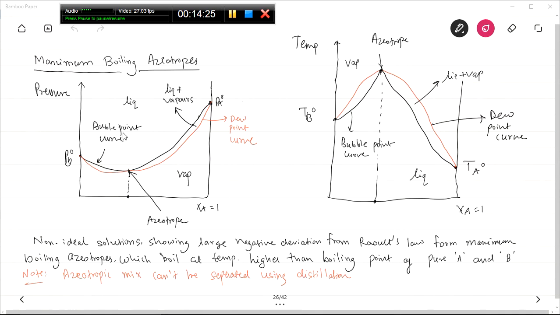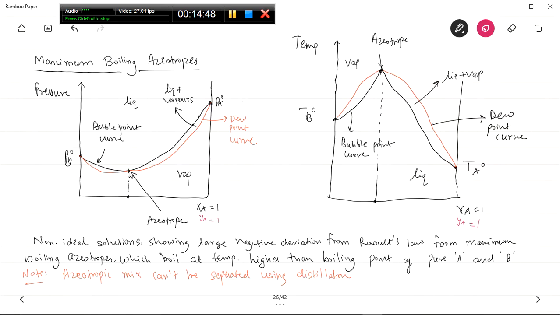If you look at the graph of pressure versus again XA or YA, in this case the point where the intersection of the bubble point and dew point curves happens is below both PA0 and PB0. So the vapor pressure of this combination is less than both PA0 and PB0. So the boiling point in this graph will be more than both TA0 and TB0. This kind of solution is called maximum boiling azeotrope.